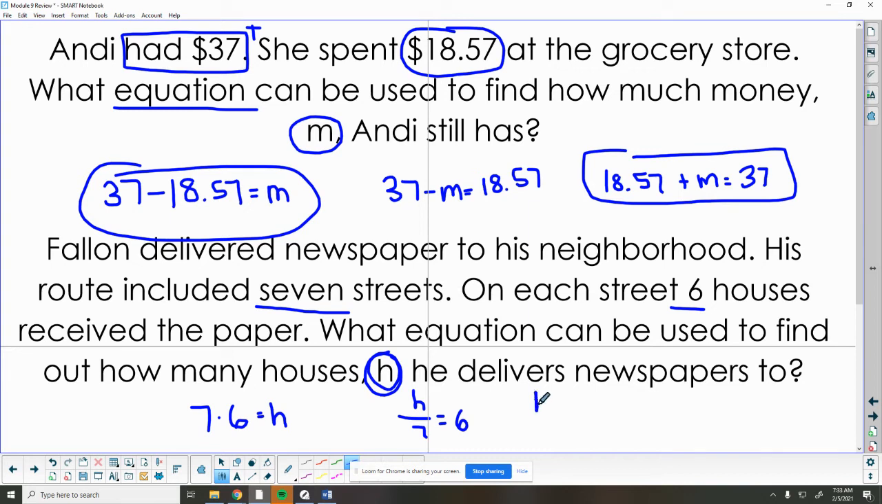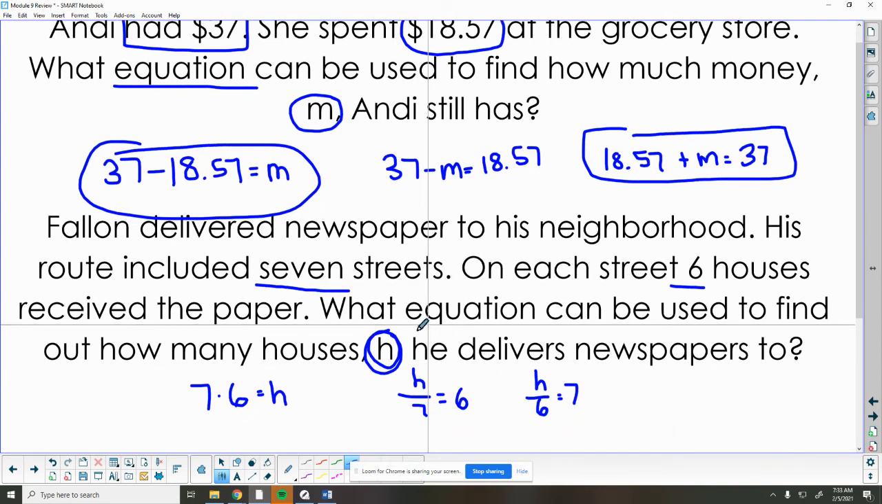I could take the total papers, H. We could divide it by the 6 houses, and that would tell us that we have 7 streets. So all of these are going to give us the same answer here, which I can see is 7 times 6 is 42. 42 divided by 7 is 6. 42 divided by 6 is 7. But it wanted us to use H as our total.